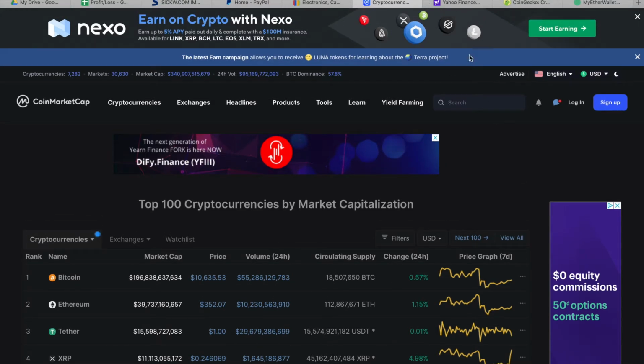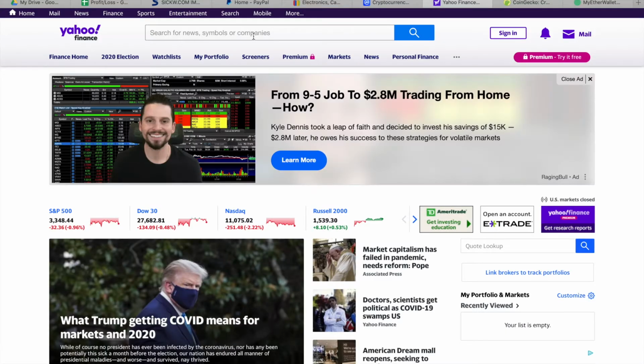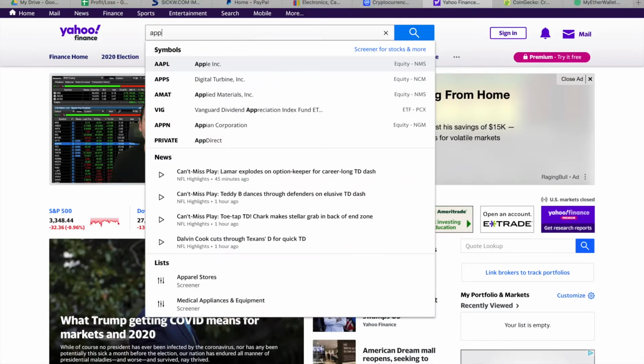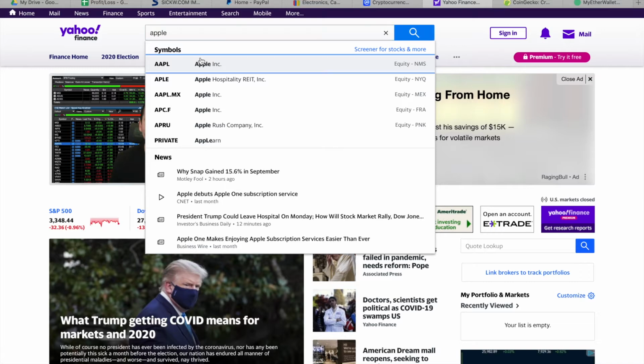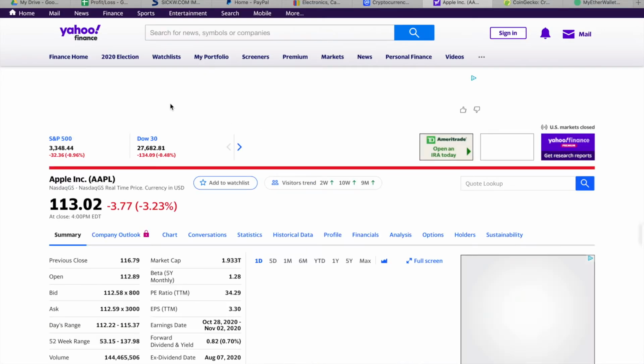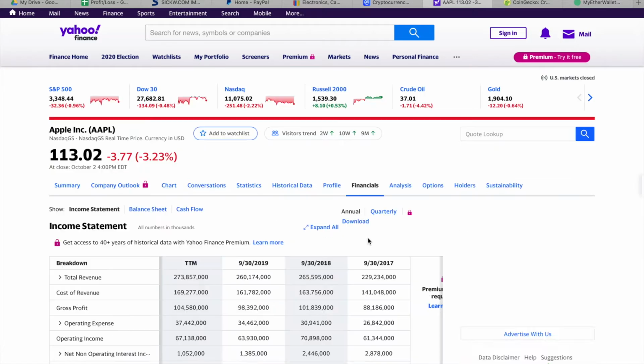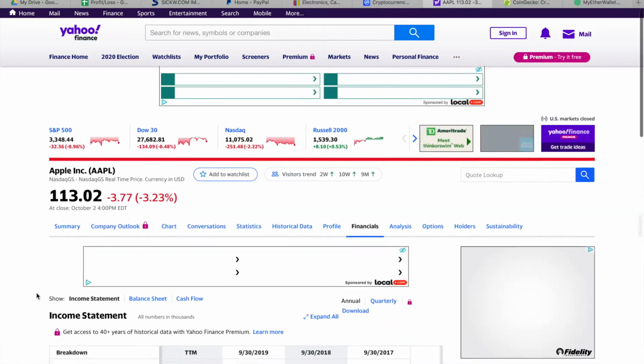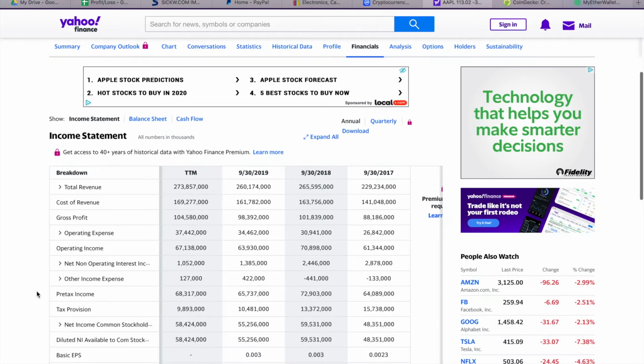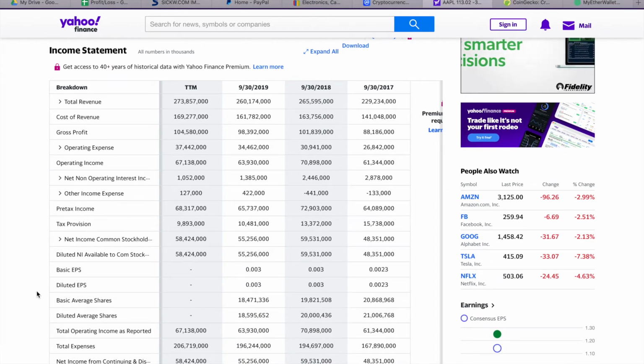I'll just show you here real quick on Yahoo Finance, just to show you a starting point. So here's the Apple stock. You look at things like their financials as a starting point for determining what the health is of the company, if it has a lot of upside and things like that.